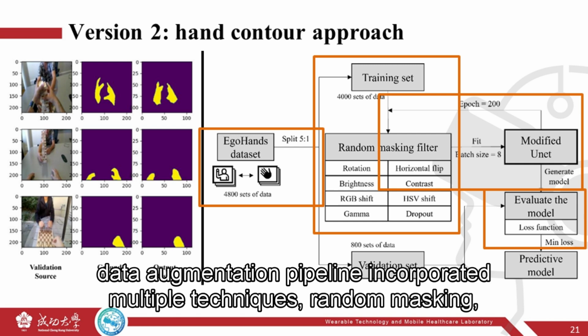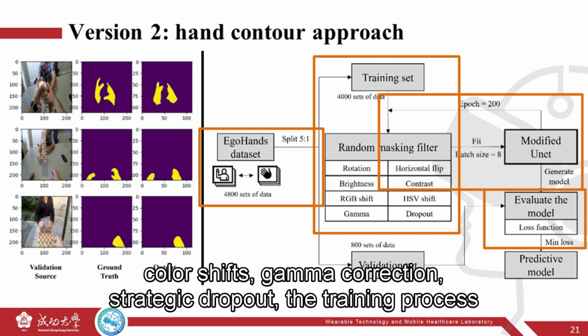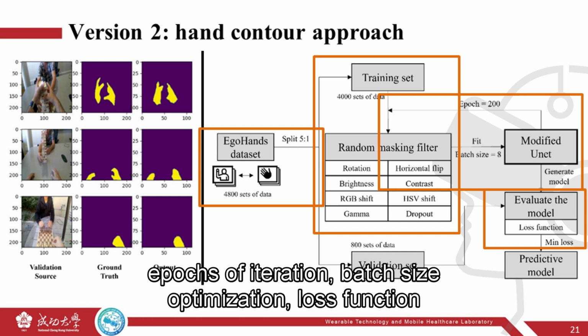Our data augmentation pipeline incorporated multiple techniques: random masking, rotation adjustments, horizontal flip, brightness and contrast modifications, RGB and HSV color shifts, gamma correction, strategic dropout. The training process involved 200 epochs of iteration, batch size optimization, loss function minimization.